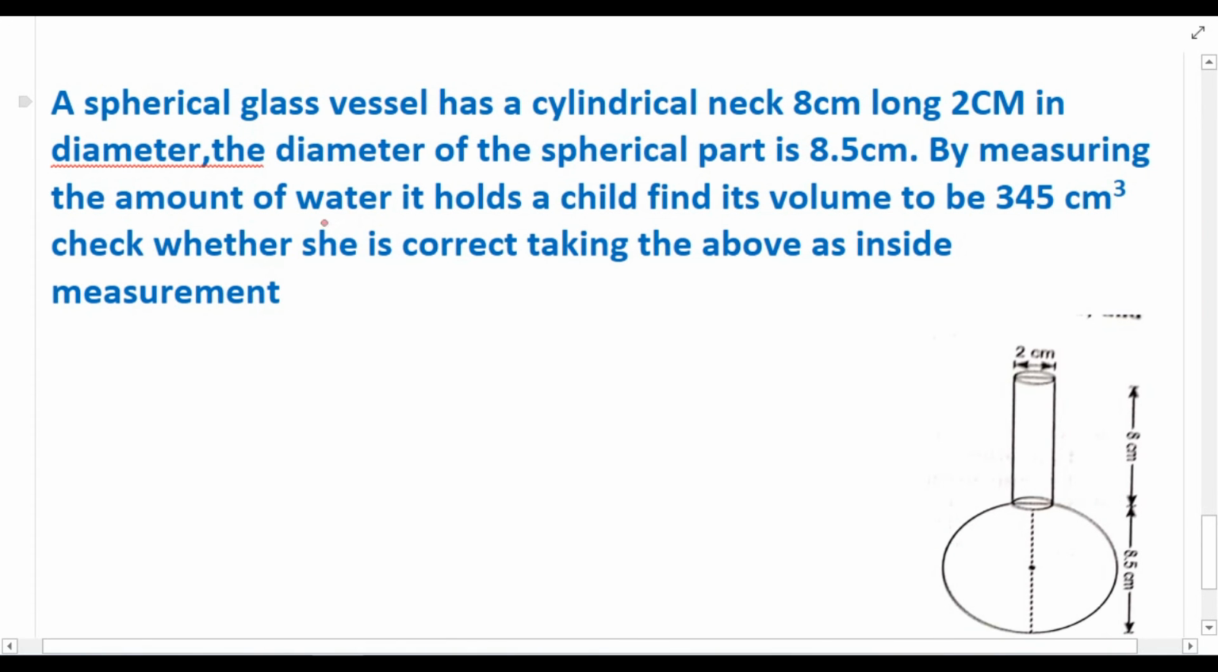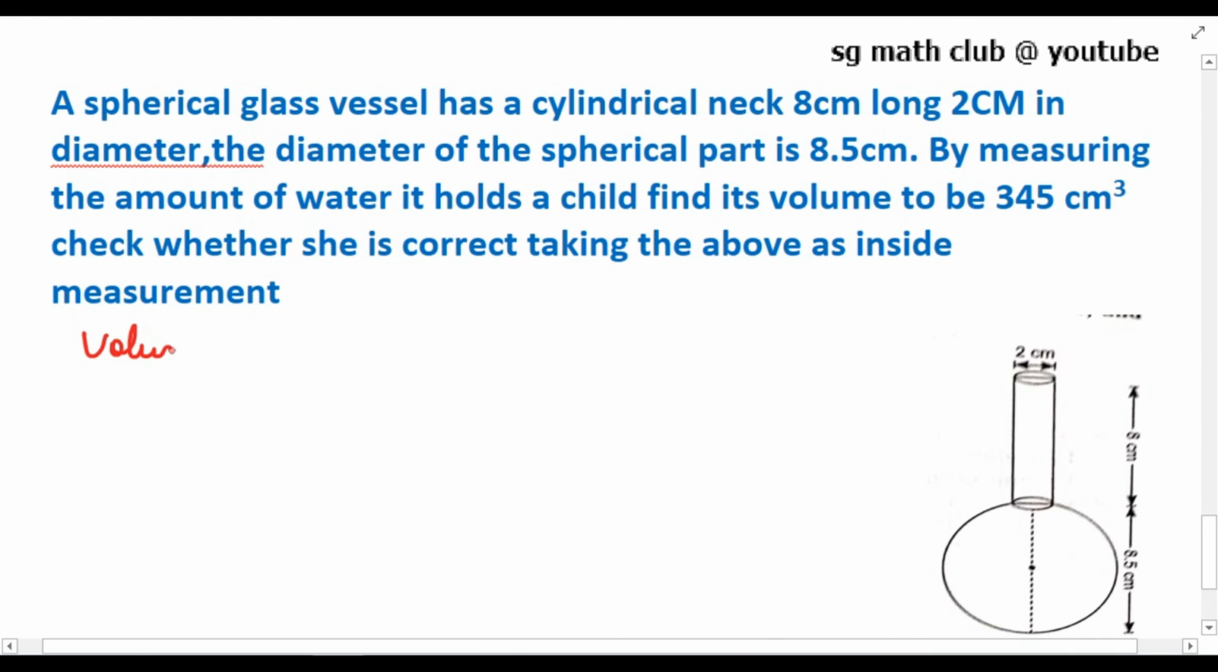Next question, a spherical glass vessel has a cylindrical neck 8 cm long, 2 cm in diameter. The diameter of the spherical part is 8.5. By measuring the amount of water it holds, a child finds the volume to be 345 cm cube. We need to find whether she is correct, taking the above as inside measurements.